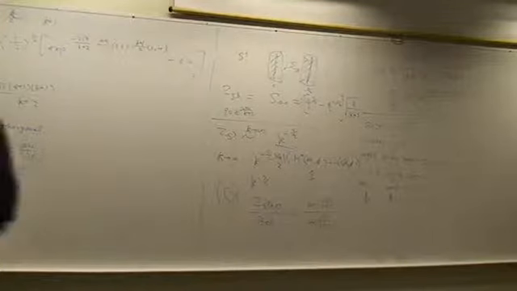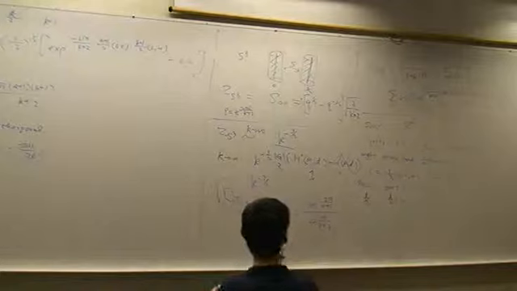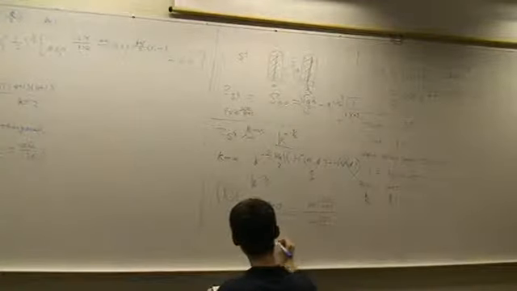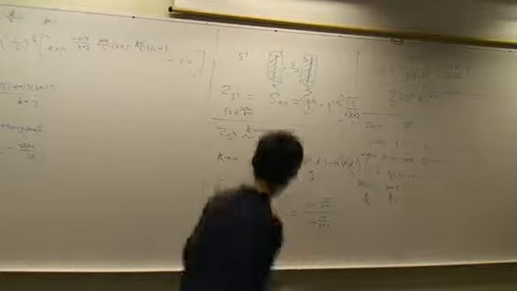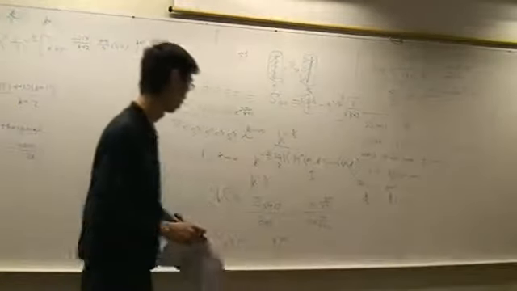So in the end, this time there are no prefactors anymore, and it's a plus because you get a cosine.